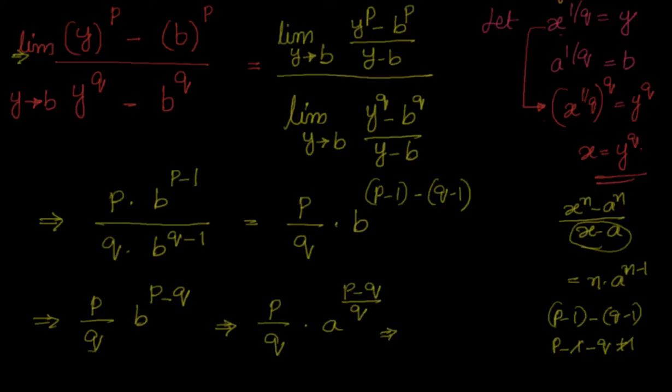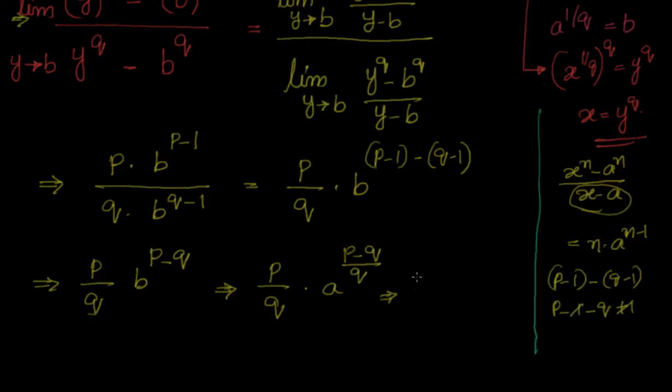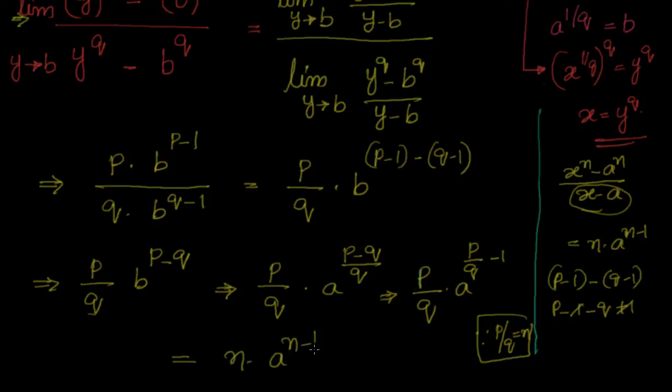That is nothing but equal to p by q is again n. Maybe I missed one step which may confuse you, so let me just write it down. If I simplify this, this is nothing but equal to p by q into a to the power of p by q minus 1. But we know that p by q is nothing but equal to n. So I can write it as n into a to the power of n minus 1.